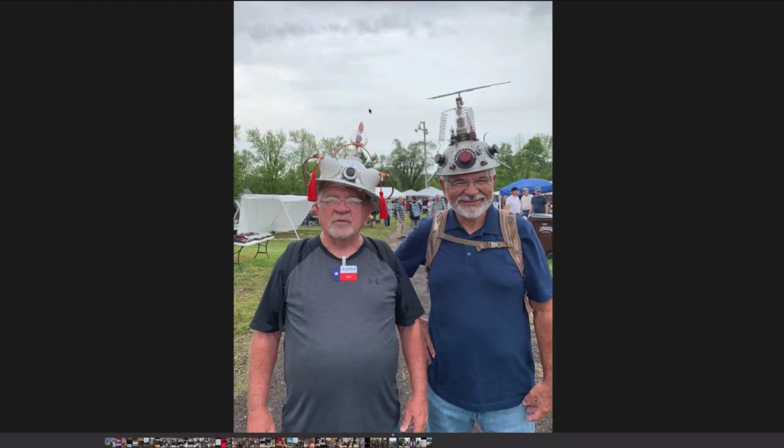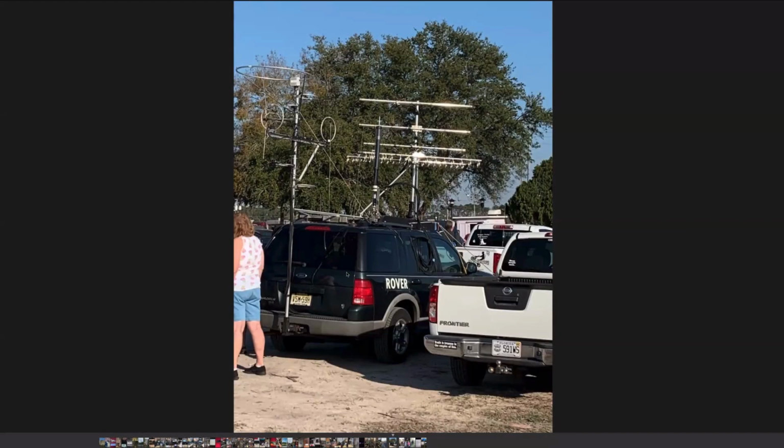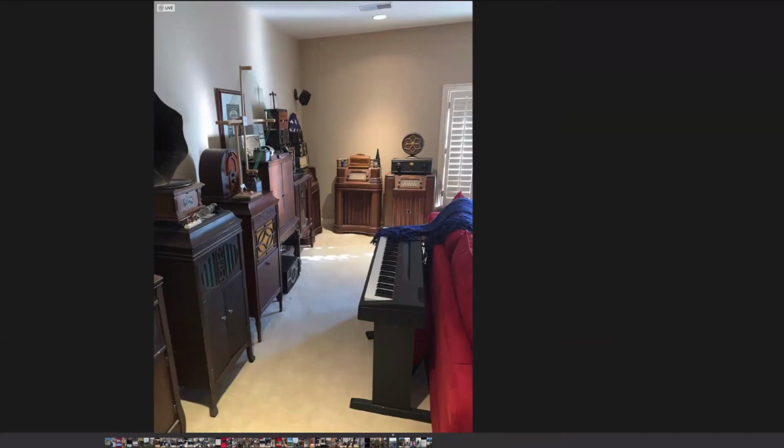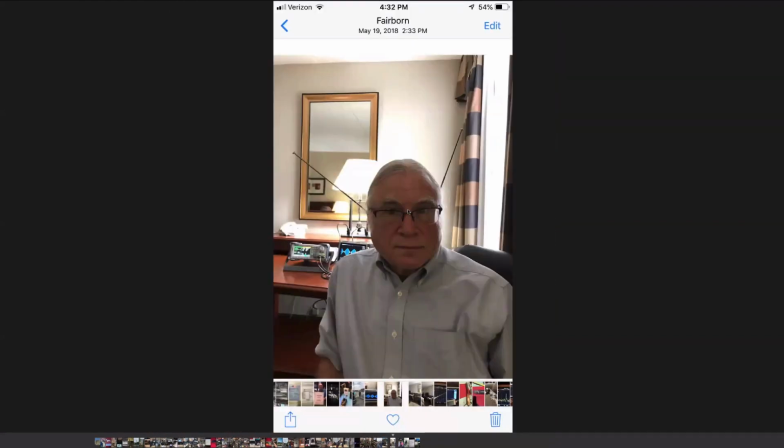And I love ham fests. This was at Dayton. These guys claim to be from Texas. They do look like Jeff Stanifer, but I'm not so sure that they're really from this planet. They were riding around in this Earth rover with all these antennas. And this is my favorite Matthews.